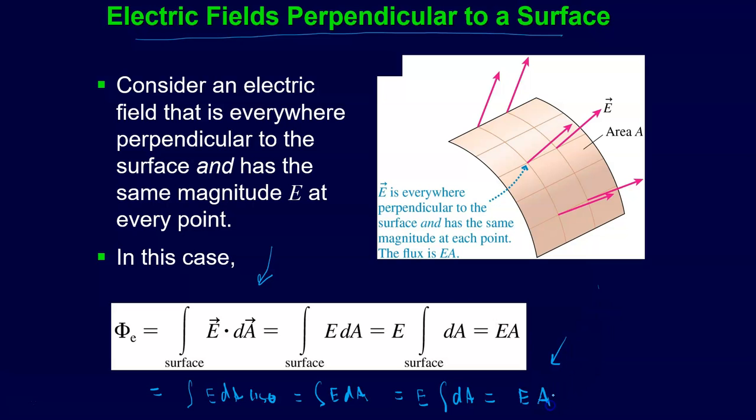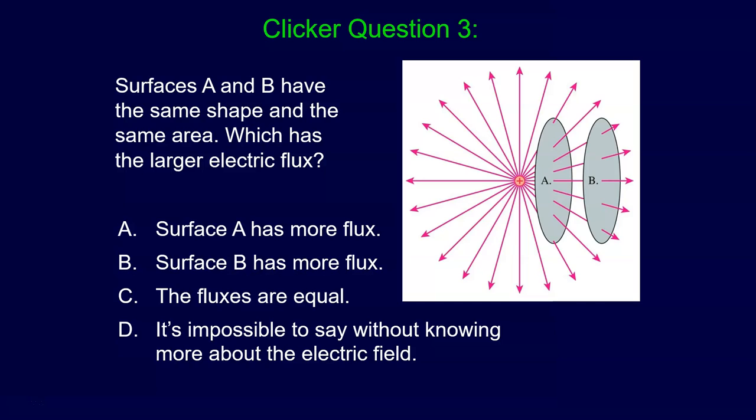And the good news is the majority of cases that we're going to do are going to be looking at just this particular situation. So that's reassuring. Okay, so let's just do some conceptual ideas here just to reiterate. Here we have two surfaces, A and B. I want to know which surface has a larger electric flux. So give this one a go, and we'll talk about it in a second.